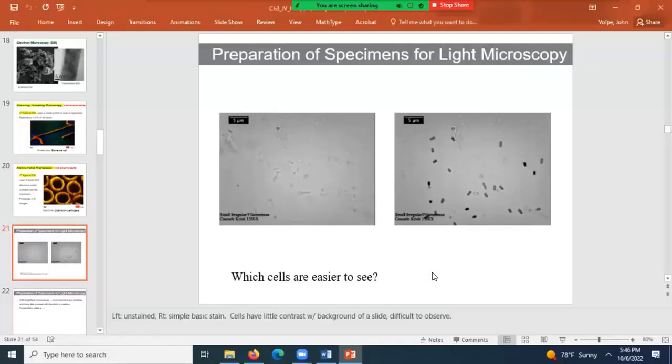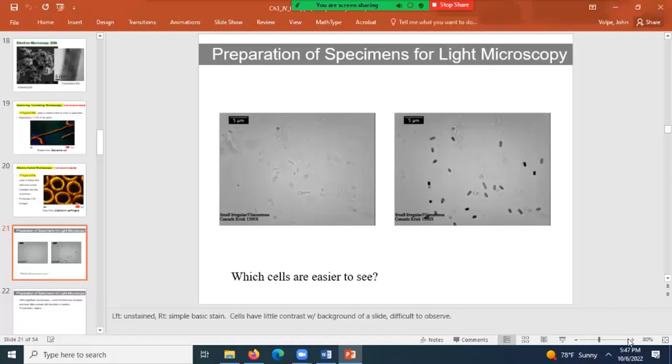The reason why staining improves your ability to see the cells is only because the stain increases the contrast between the cell and the background of the slide, which is just a glass slide. So the only thing the stain is doing is increasing the contrast. And here, the cells are difficult to view because they have little contrast with the background, the glass slide. Any question about any of that?